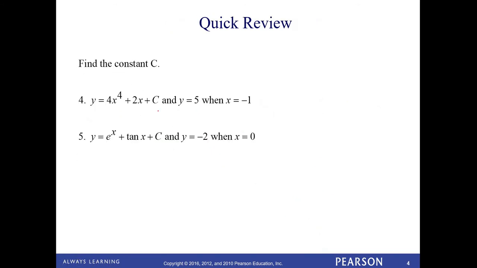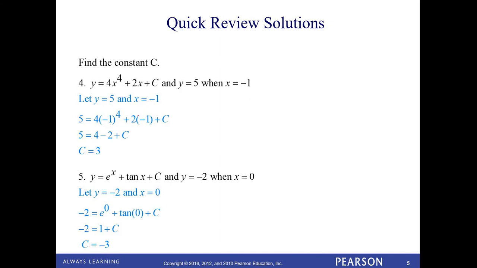The other thing we have to do in this section is to talk about finding c. So using an initial condition, if my antiderivative is y equals 4x to the 4th plus 2x plus c, I'm going to go ahead to the solution screen because this is just plug and chug. So we let y equal 5 and x equal -1. Solving for c, we get 3. So my general solution is this. My specific solution would be y equals 4x to the 4th plus 2x plus 3.